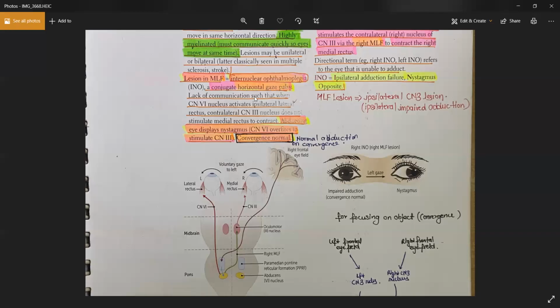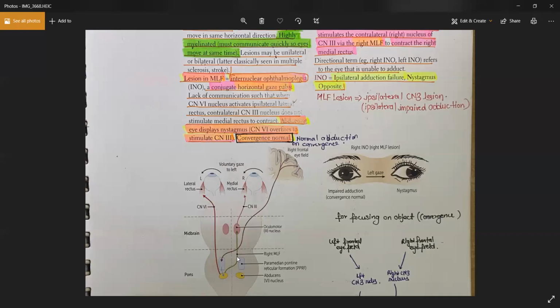Conjugate gaze palsy will be there, lack of communication. When the sixth nerve nucleus activates the ipsilateral lateral rectus, the contralateral third nucleus does not activate the medial rectus, and as a result, you will have this abducting eye that will display the nystagmus. Okay, very important: the convergence will be normal.